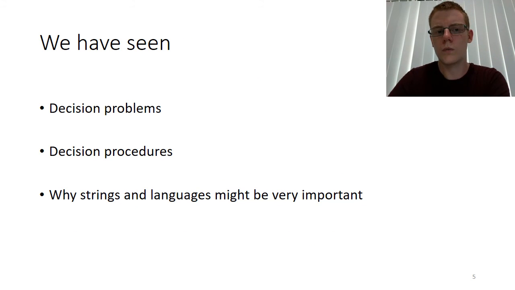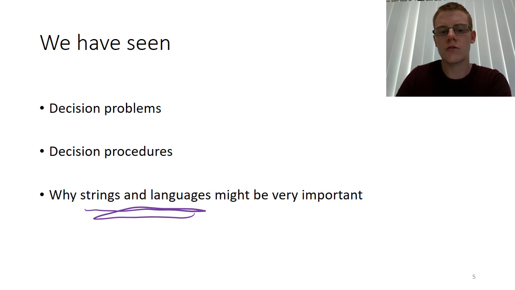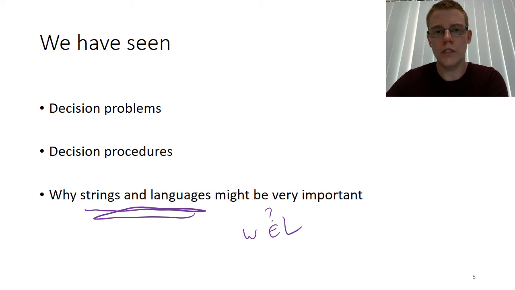So we've seen now what a decision problem is. It's just something where the answer is yes or no. We've seen what a decision procedure is. It's some method that will always halt and tell us yes or no for instances of decision problems. And we can now have a bit of an idea why the concept of strings and languages and answering questions like, is some string in a language, might be very important for computer science.